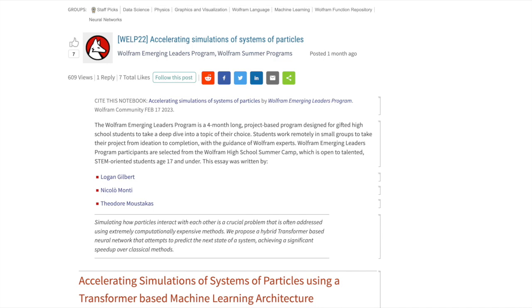And so our project looked at using machine learning to both accurately model the system as well as significantly reduce the computational expense and time taken in order to achieve the same results.